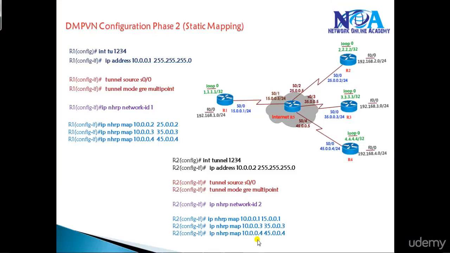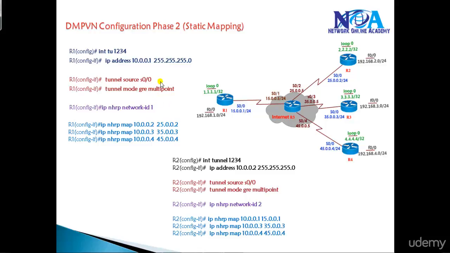Now in this video we'll see how to configure DMVPN phase 2 using static NHRP mappings, and we'll try to understand the set of commands to be configured on individual routers, and then we'll get into the command line and configure and verify the same.